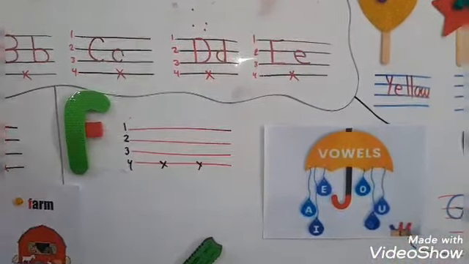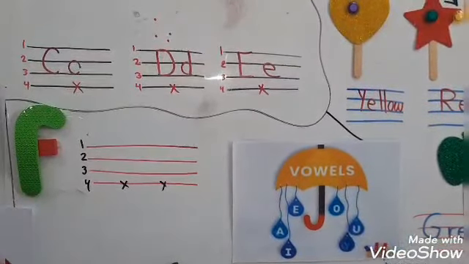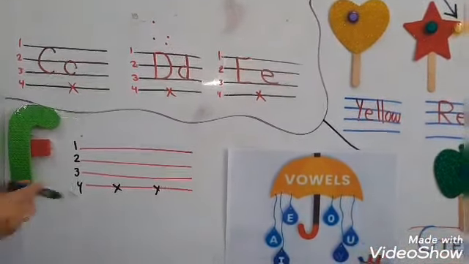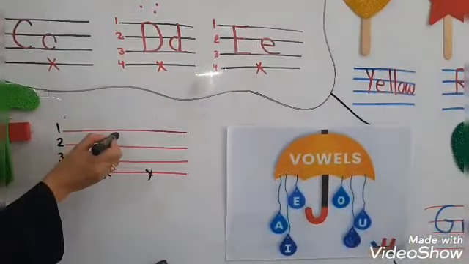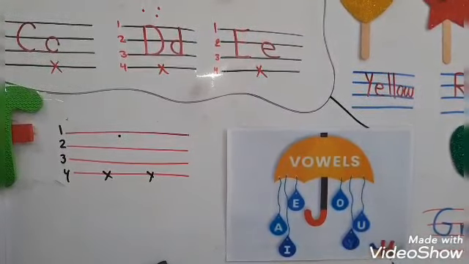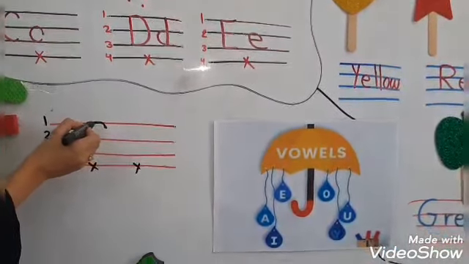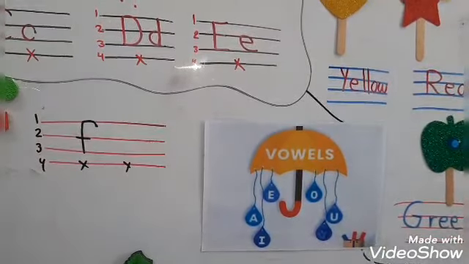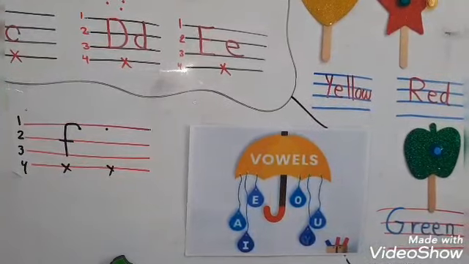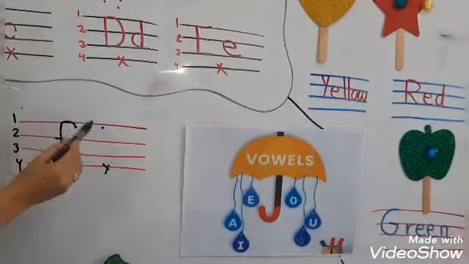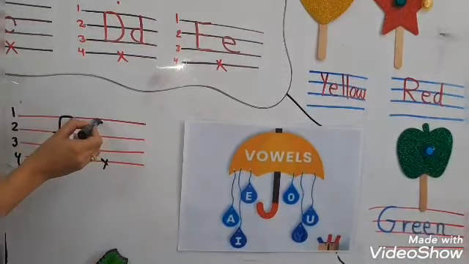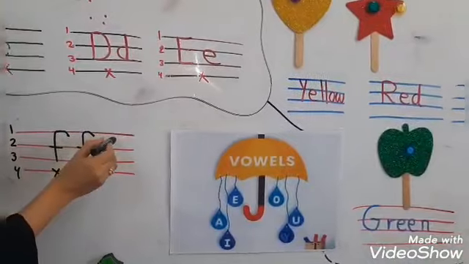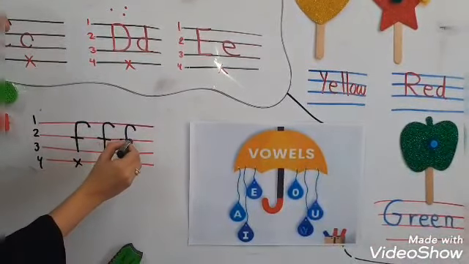Small f, how to write it? Let's learn together. First step, put a dot under line number 1. Then draw an arc on line number 1, then go down and make a line. Again, dot under line 1, then draw an arc, go down, make a line like this.